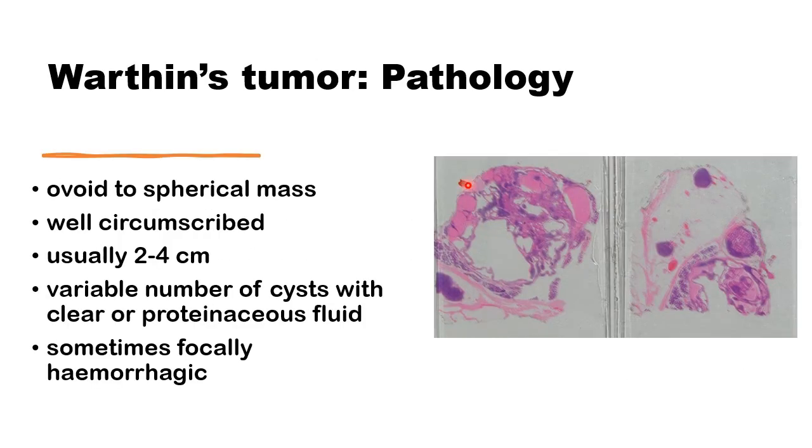Tumor section would show an ovoid or spherical mass. And this mass is well circumscribed. It's usually between 2 and 4 centimeters and has a variable number of cysts inside the tumor itself. And these cysts can sometimes be clear or can contain a high protein fluid inside, or sometimes there may also be some hemorrhage in one of these cysts.